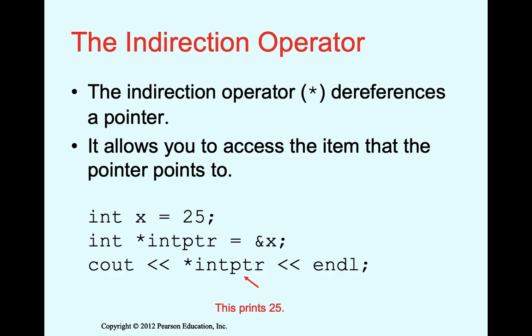So the star is called the indirection operator. We can use it if you want. For example, if you want to print not the address, if you don't have star here, you will print the address of the variable x. Okay. But if you put star in the printing, it's like you don't want to print the address, you want to print the value in that address. Okay. So here it's like you are printing the 25.